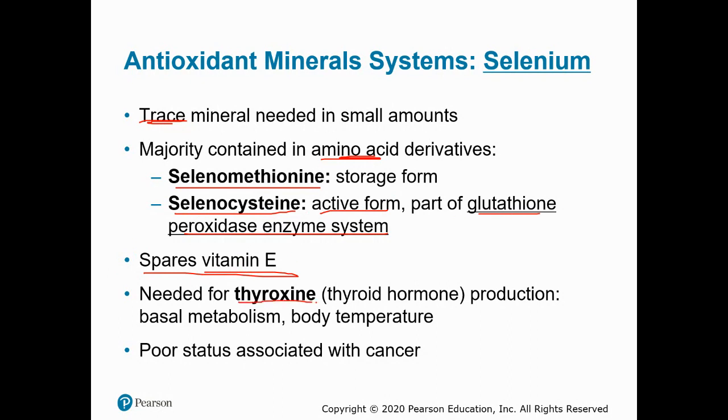Selenium is also used to make thyroxine, which is one of our thyroid hormones. And as we talked about briefly in one of the earlier lectures, your thyroid is important for maintaining basic metabolism and body temperature. We do find that low selenium intake, which is what we mean when we say poor status, means that we don't have enough selenium in the body. That means we're not going to have enough active glutathione peroxidase. And what we see as a major consequence of that is cancer development.